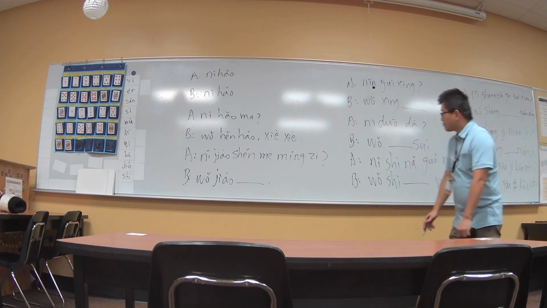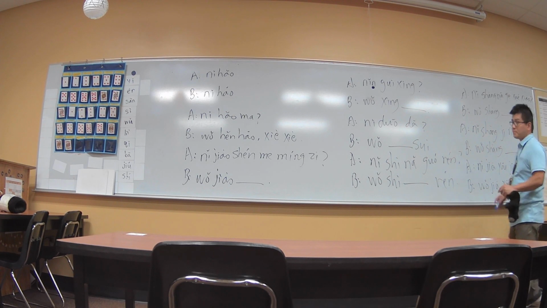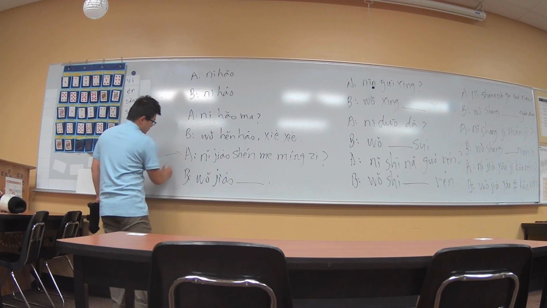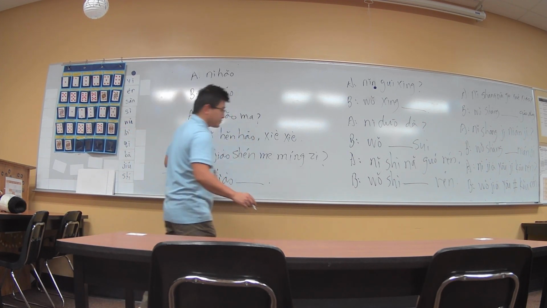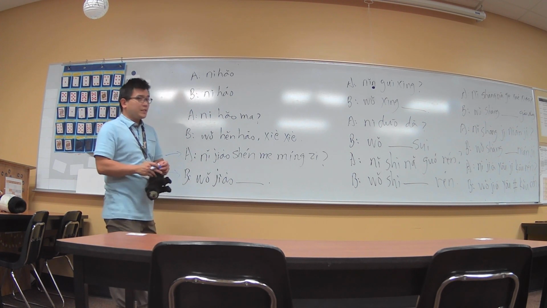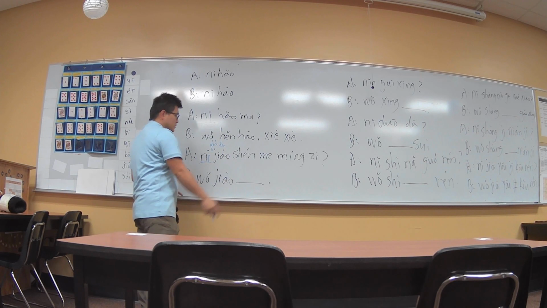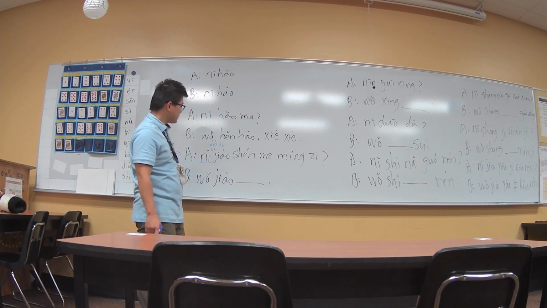On top of it, you can also add your family term. Two questions over here, and answer to over here. So for example, if you say 爸爸, 你爸爸叫什么名字? So instead of saying 你, you say 你爸爸, your father 叫什么名字? Instead of asking what's your name, you're asking what's your father's name.